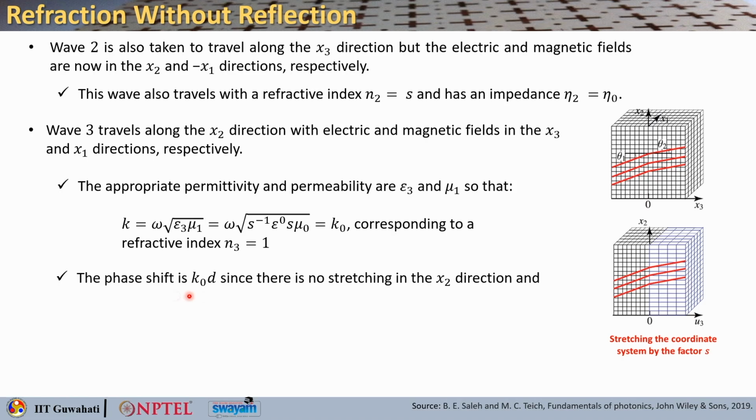So in this case the phase shift will be simply k naught d, since there is no stretching in the x2 direction, that is the direction of wave propagation in this case, and the impedance eta 3 will be simply square root of mu 1 by epsilon 3, and that is S eta naught. So there is a change in the impedance.